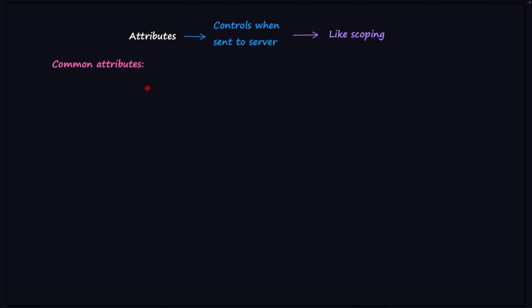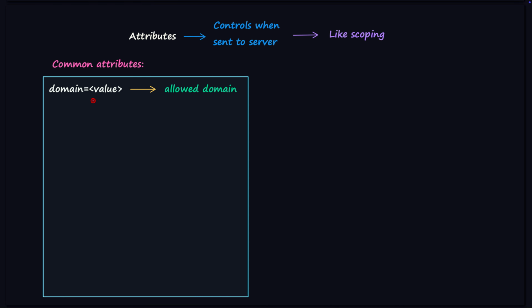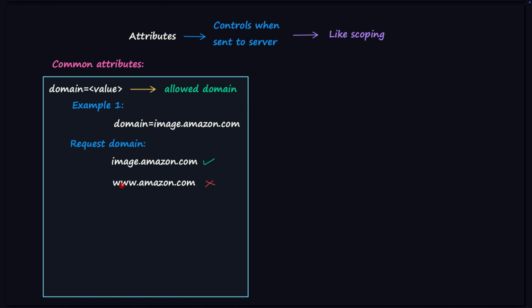There are some common attributes and let's take a look at them now. The first one is domain. Domain indicates the allowed domain for this cookie. As long as the request domain matches the allowed domain, the cookie will be included. Let's take a look at this in detail with some examples. If the domain is set to image.amazon.com, for example, then when the request domain is image.amazon.com, the cookie will be included. Whereas if the request domain is www.amazon.com, then the cookie will not be included because the domains are different. The allowed domain is just image.amazon.com, but now we have www.amazon.com, which is a different domain. So the cookie will not be included in this case.